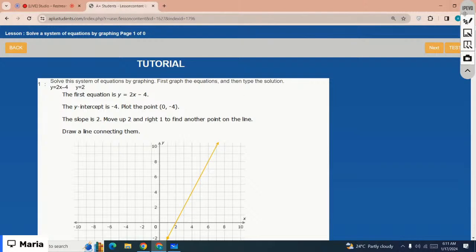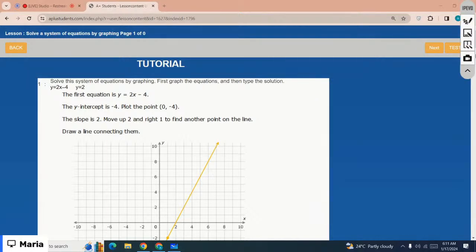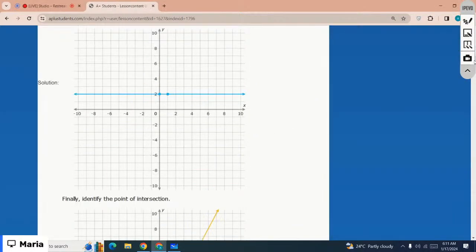For the first one, y equals x minus 4, just compare it to the general equation of the linear equation, that is y equals mx plus b, right? That means slope is 2 and b is negative 4. The y-intercept is negative 4, right? So let's just plot the equation. The second one is y equals, right? So let's plot both the equations on the graph, and we have to identify the point of intersection for both the equations.